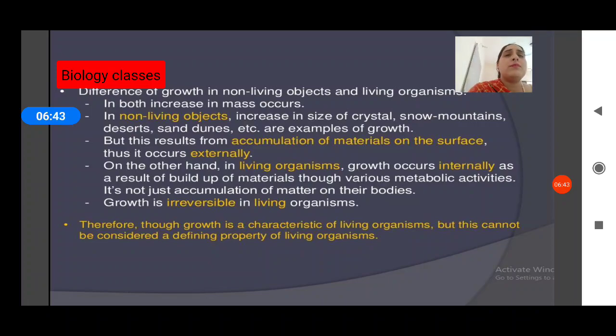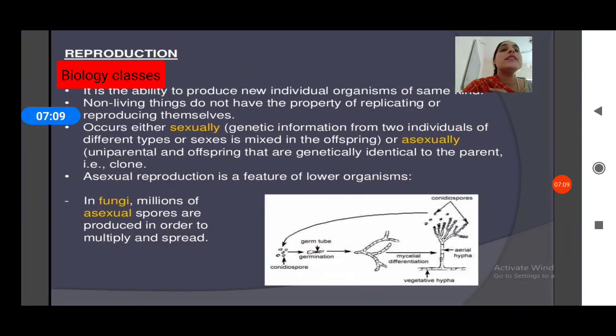Non-living objects increase in size by an accumulation of materials on their surfaces, thus growth occurs externally. On the other hand, in living organisms, growth occurs internally and is irreversible. Okay, this is the first characteristic of living organisms, called growth. Now the second characteristic is reproduction.